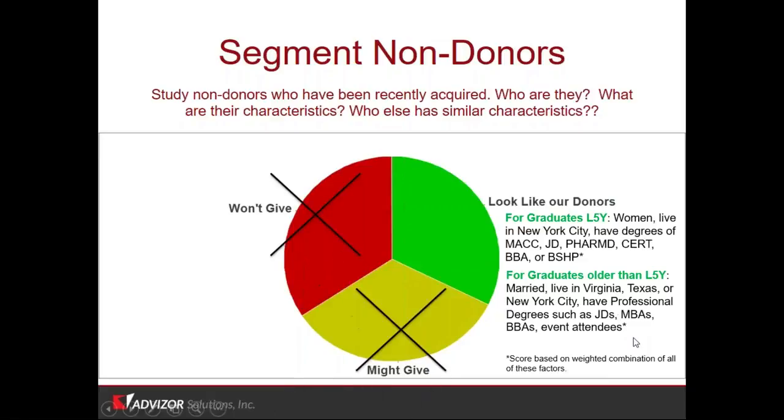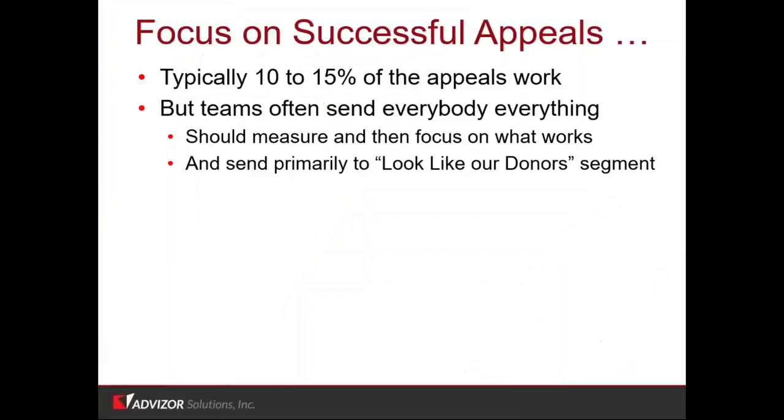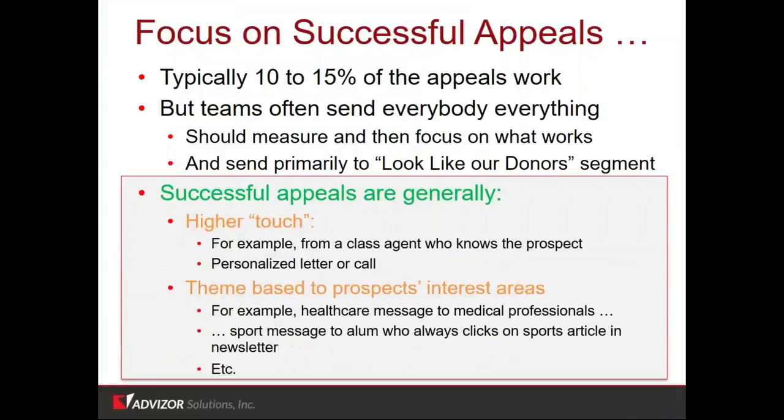And what you end up doing is realizing that if we focus our appeals down on this group, we're going to get higher returns. And that's important because often what happens, and we see this a lot, is that typically 10 to 15% of the appeals work to acquire non-donors, but teams often send everybody everything. You should measure and focus on what works and send primarily to the look-like-our-donor segment.